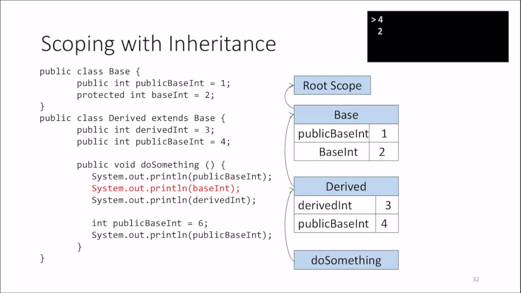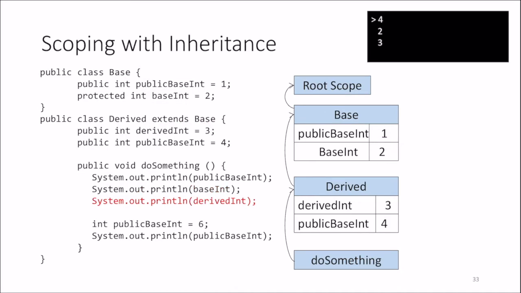The next line, I print base int. Base int is a protected variable, but derived class is extending base, so it gets access to base int as a result. The value is 2, so it prints out 2. The next line prints out derived int. Derived int is defined over here, and the value is 3, so it prints out 3. In this case, we see where the information is flowing. It's flowing both using scope and using inheritance.